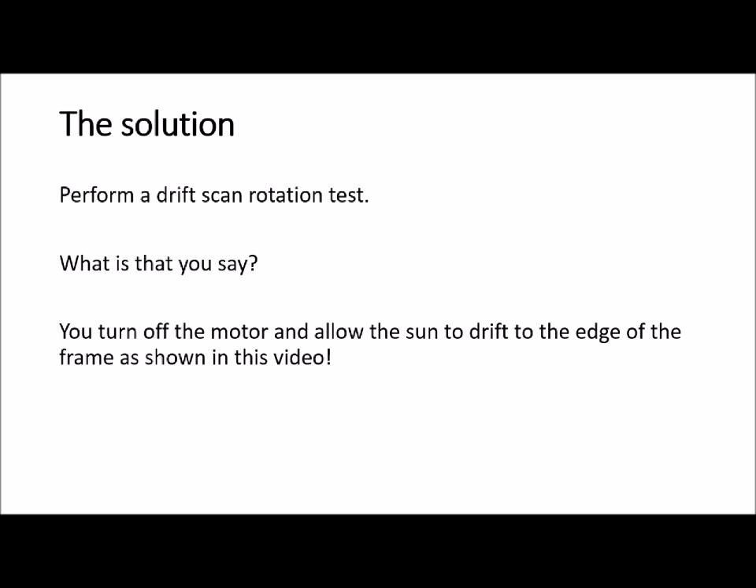The solution is to perform what we call a drift scan rotation test, and all this tells you is the angle that your camera is situated in inside the telescope tube assembly. And all you have to do for this is turn off your motor and allow the sun to drift to the edge of the frame as shown in this video.